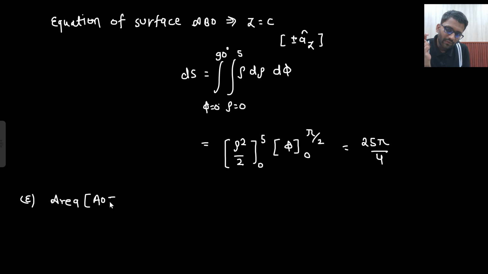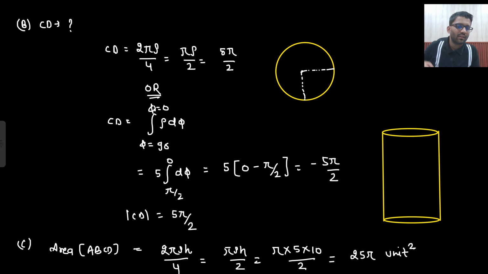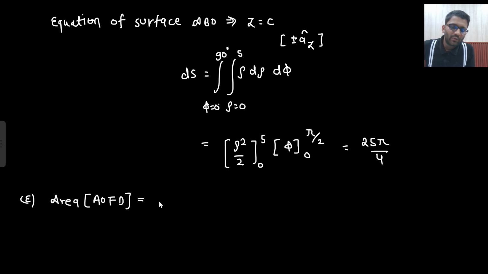Area AOFD. If I need to solve by geometry, then what would it be? Geometry. This is simply a rectangle. So 10 into 5, 50. This height is 10 into 5, 50. So by geometry it will be 10 into 5, 50. But what is the equation?